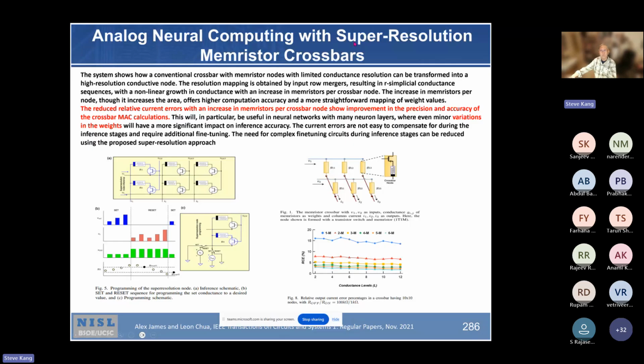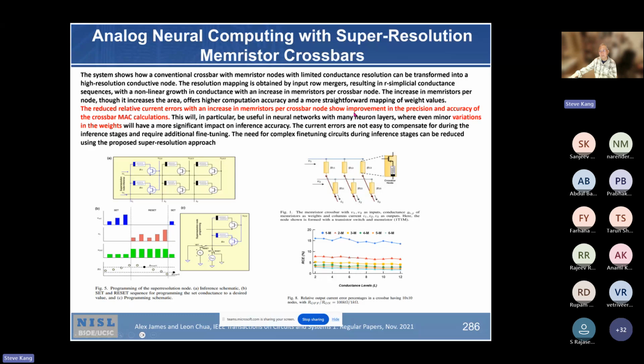Here, analog neural computing with super resolution memristor crossbars. Due to statistical variation in crossbars, there is a concern: how do you mitigate such variations? This paper by Alex James and Leon Chua, for which they got the Best Paper Award from TCAS I, is using many memristors. They reduce relative current errors with an increase in memristors per crossbar node. So instead of using just one memristor, you use many.